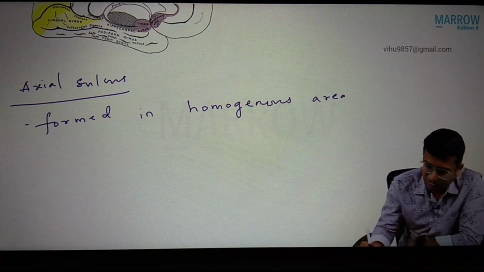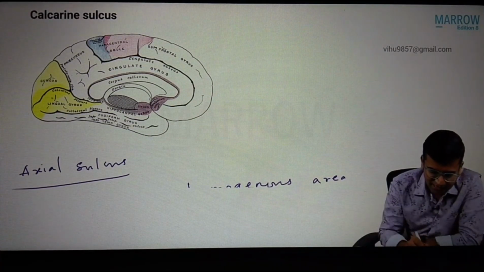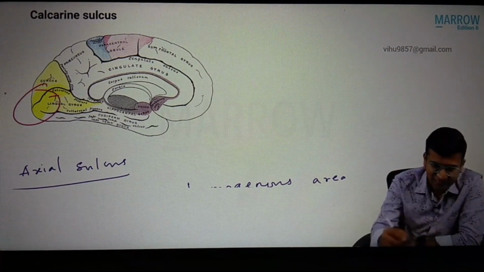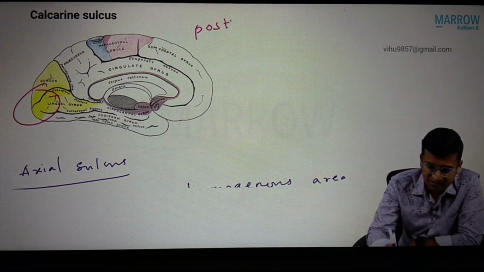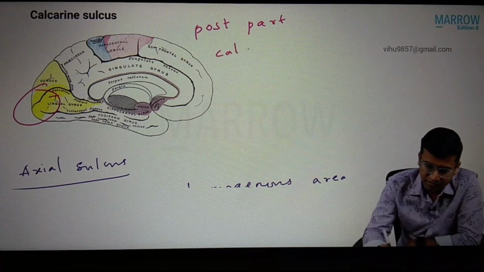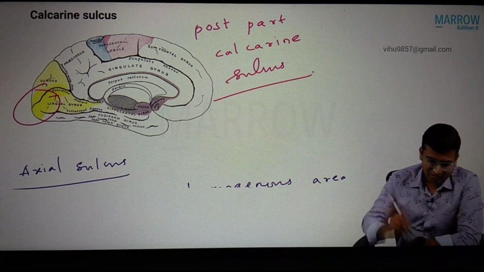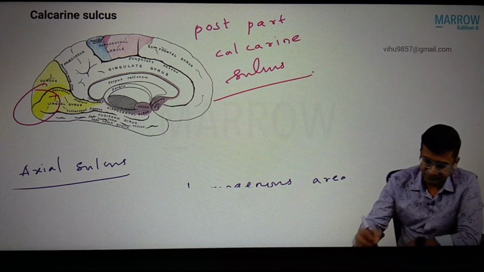Example, the posterior part of the calcarine sulcus. See the diagram? This is the calcarine sulcus. The posterior part of the calcarine sulcus is formed in the visual cortex. That is the example for axial sulcus. Okay.